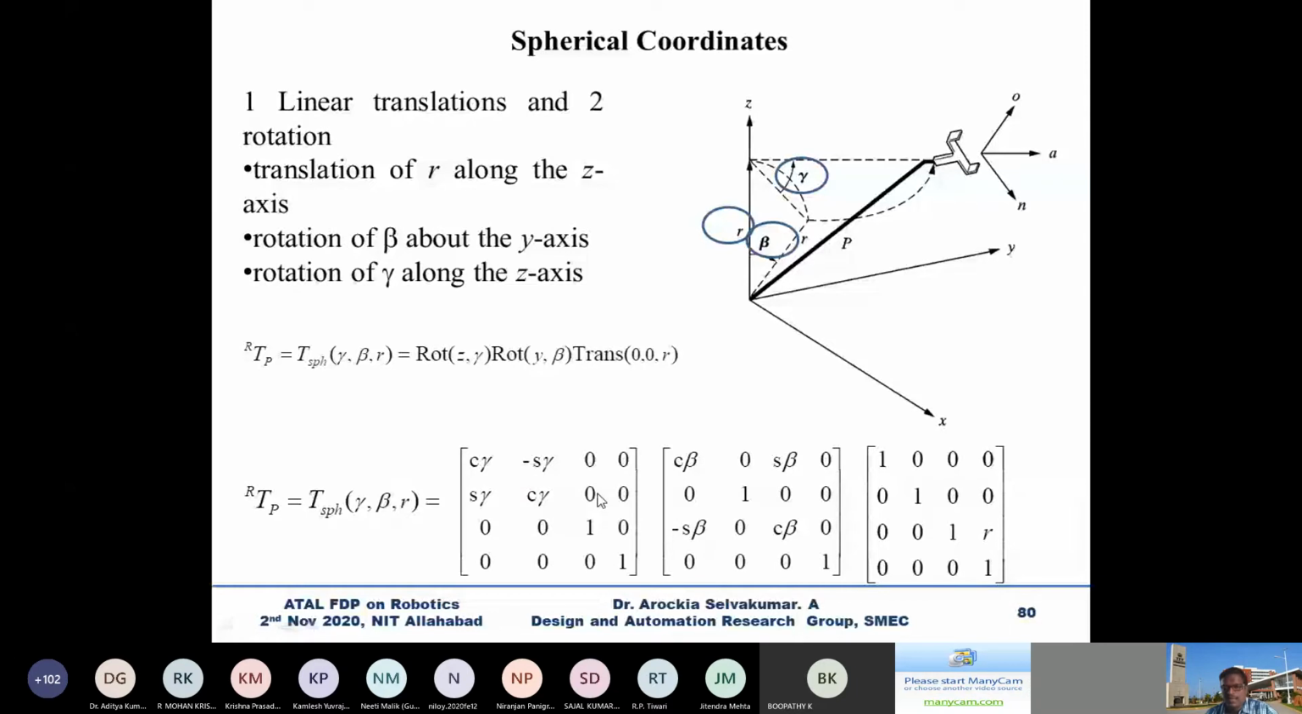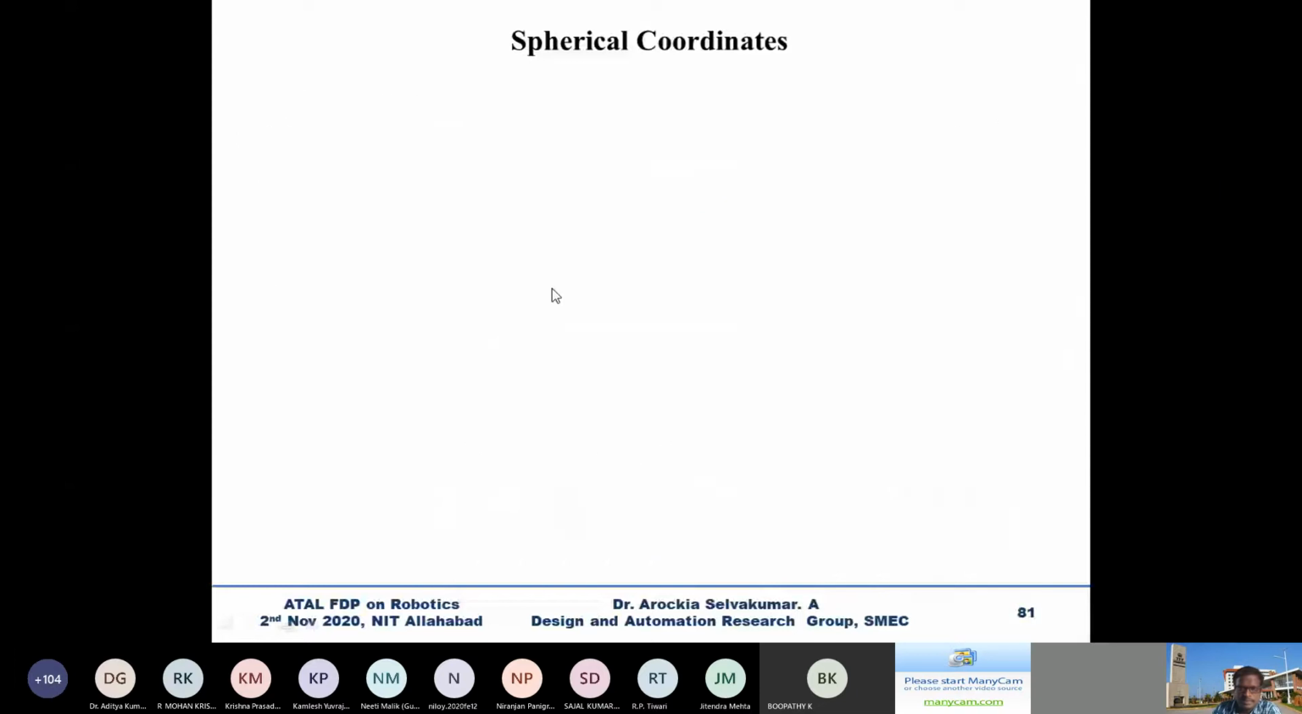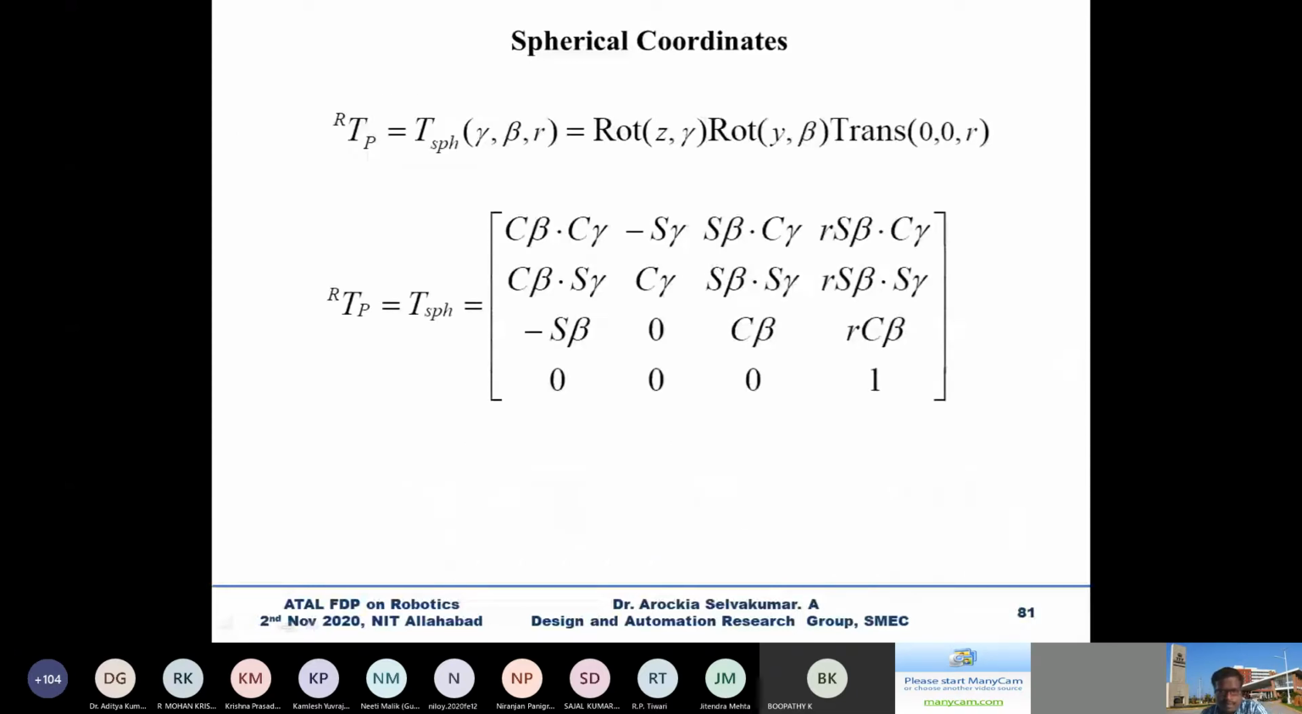So when you are multiplying these, again I'm saying right to left. So these two matrices you will multiply first. That is cos beta 0 sin beta 0, multiplied by 1 0 0 0. You know the multiplication and other things, so easily you can calculate the transformation matrix. So once you have calculated, your final matrix for the spherical coordinate will be like this.